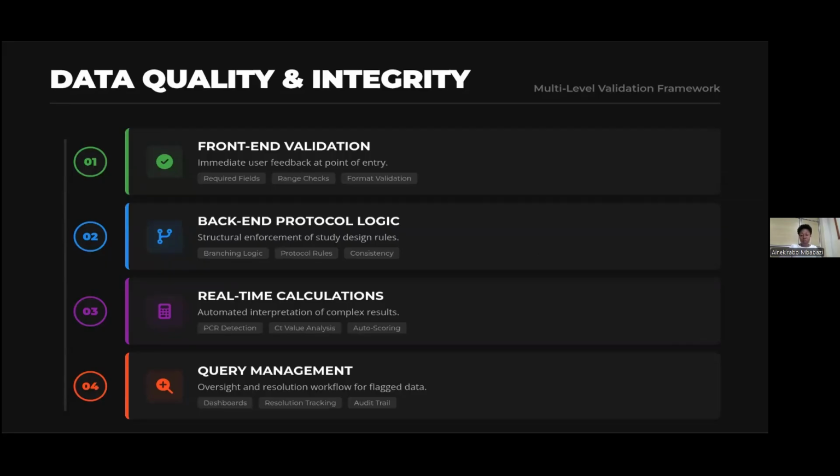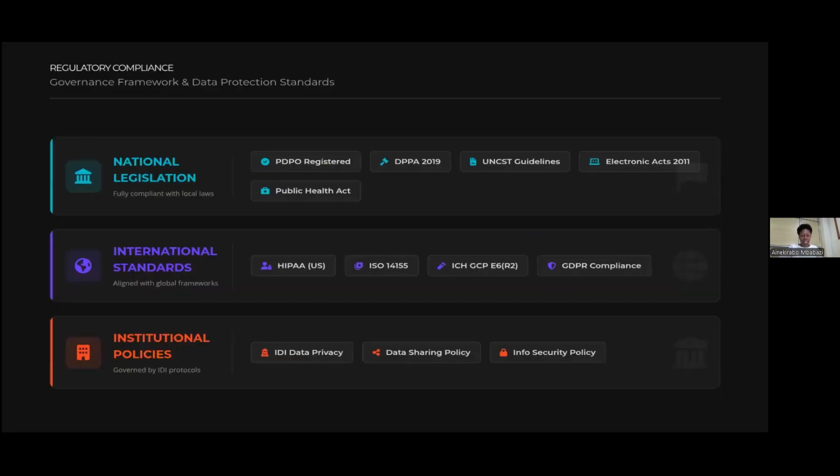So they are able to raise queries, and then the data entrants are able to resolve those queries. Then in terms of compliance, on the national level, we are compliant with the DPPA 2019, the DPO, and the UNCST guidelines, then also the Electronic Acts 2011 and the Public Health Act. For the international standards, we are compliant with HIPAA, ISO 14155, the ICH GCP E6 R2, and also GDPR.